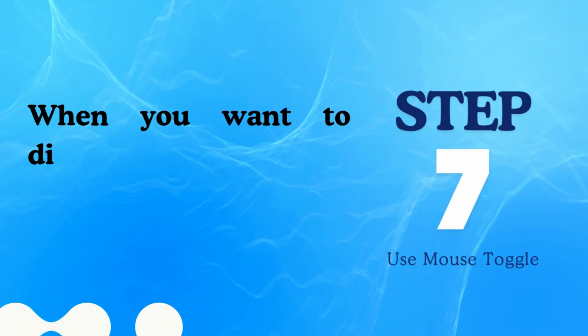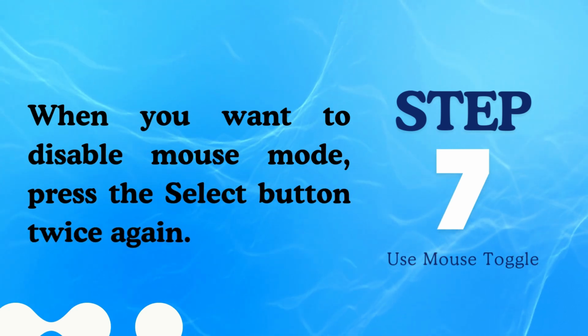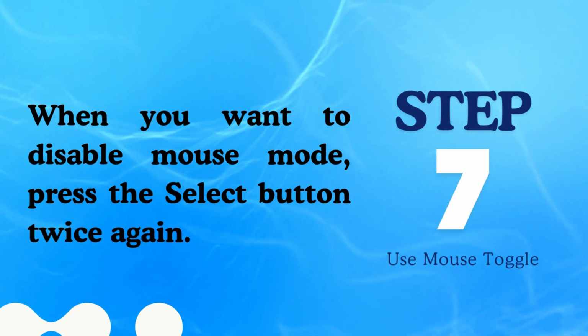7. Use Mouse Toggle. When you want to disable Mouse Mode, press the Select button twice again.